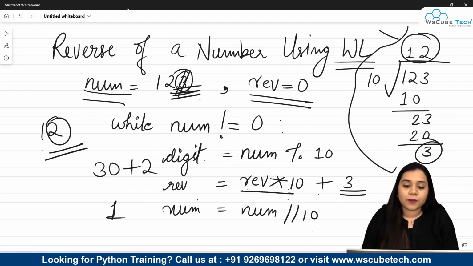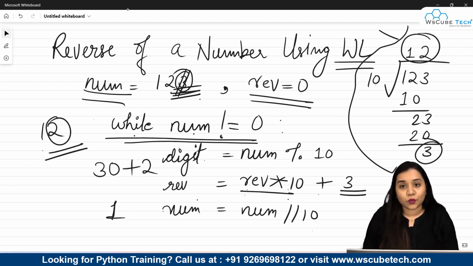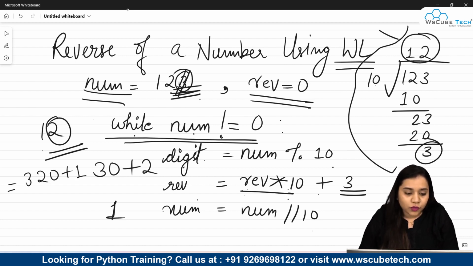Again, the iteration would happen because inside the while loop, we have given the condition that while number is not equal to 0. So again, this iteration will happen, and in this case 1 would be the remainder over here. Again, the reverse will be multiplied by 10. So reverse is 32 right now, so it will become 320 plus 1, which would be 321, right?